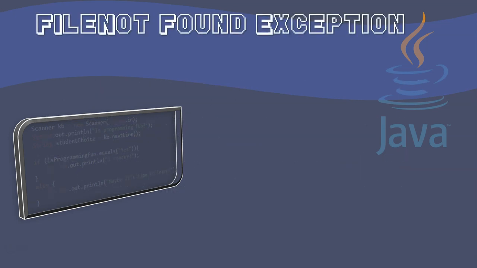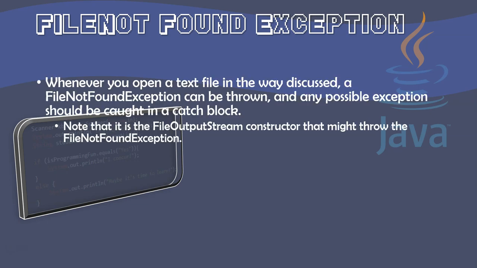Now, there is something we have to keep in mind here, which is the FileNotFoundException. Because, of course, what happens if it goes right to that file, but that file's not there? Well, whenever we open a text file, and remember this is the definition of opening a text file, not what we might think of as opening a text file, whether it exists or does not exist, a FileNotFoundException can be thrown. And any possible exception, of course, as we know from our previous lessons, should be caught in a catch block.